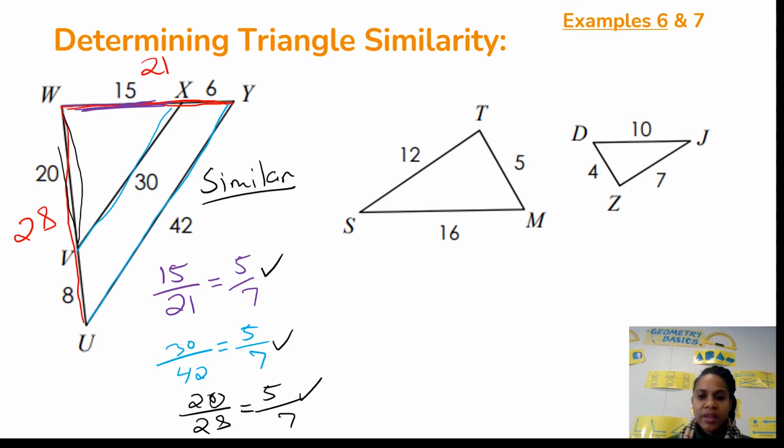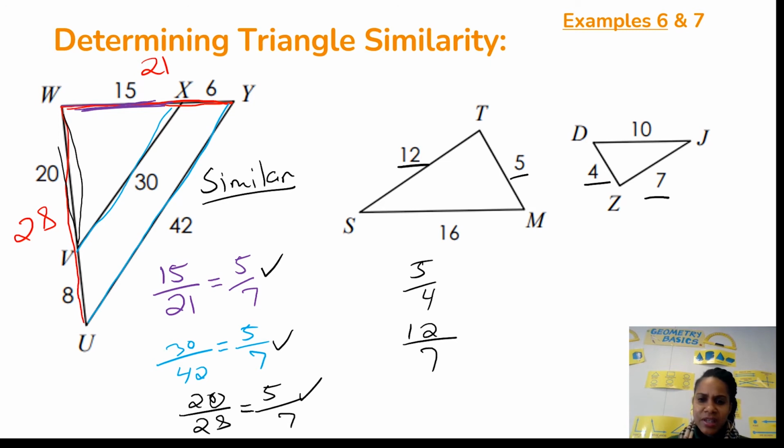Next, let's look at this one here. We have our larger triangle and smaller triangle. So let's set up some fractions using the corresponding sides here. All right, and so we have our smallest side, so that would be 5/4. That does not reduce to anything. Our middle side would be the 12 and the 7. So that would be 12/7. That cannot be reduced.